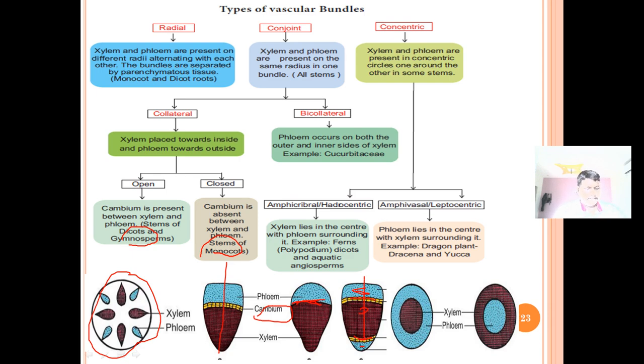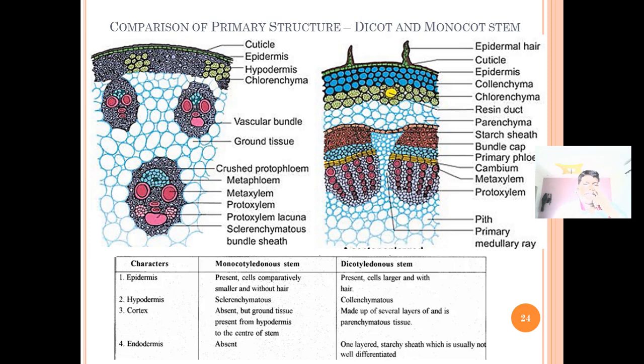Next, concentric. If you take a concentric bundle, xylem and phloem are present in a circle. If xylem is surrounded by phloem, that is amphicribal. If phloem is surrounded by xylem, it is amphivasal. Amphicribal and amphivasal. Then, very important, we will now discuss the dicot and monocot stem.